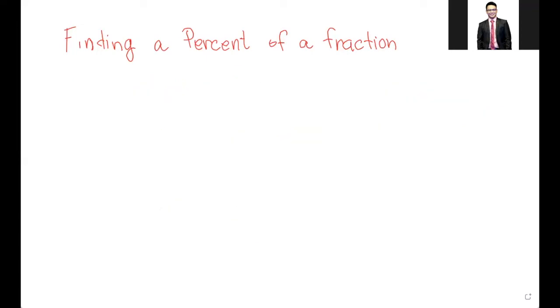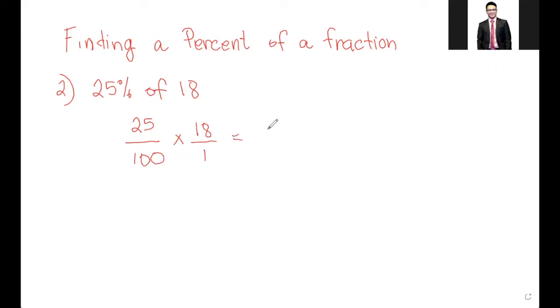Let us now have example number 2. Let's try 25% of 18. Now, we can change 25% as 25 over 100. And multiply it to the number 18, which can be written as 18 over 1.